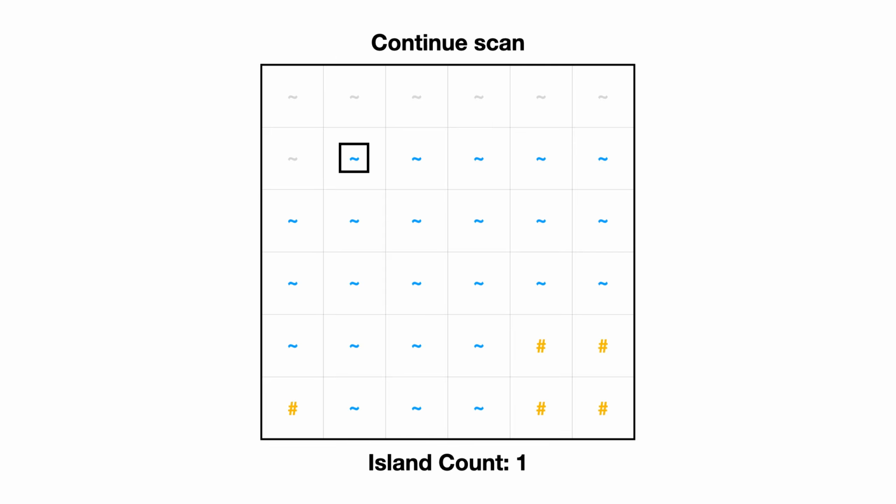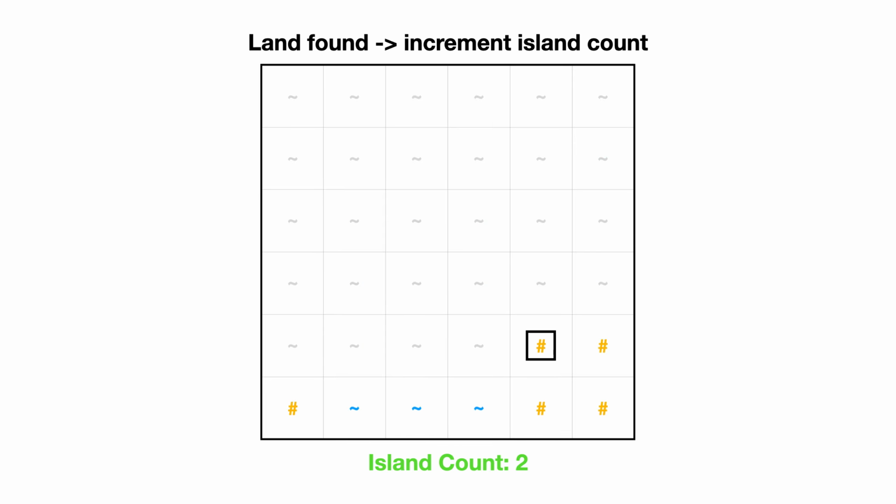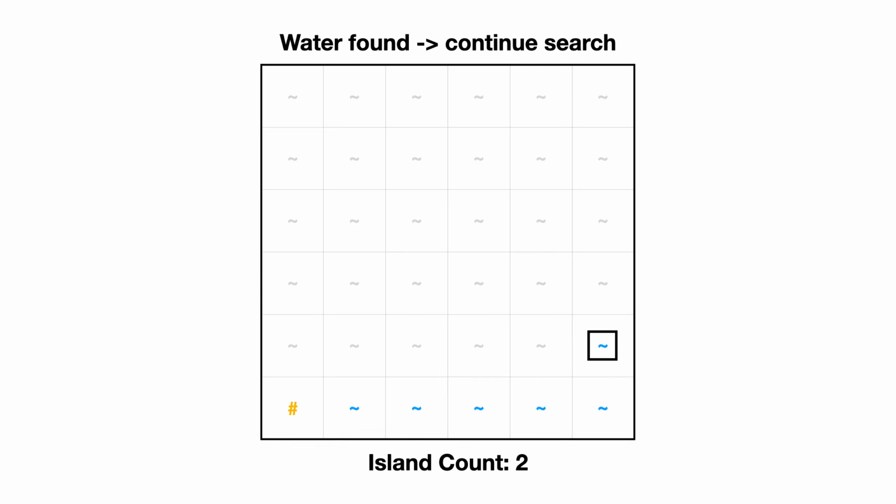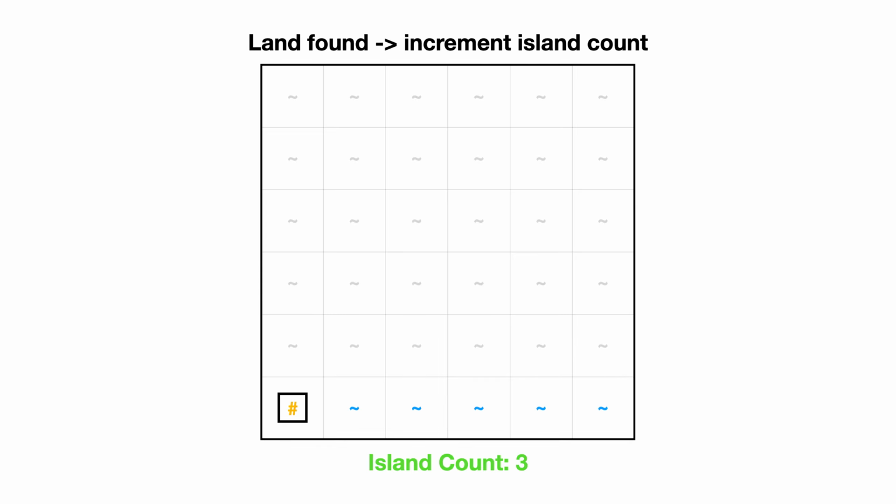Those are all now flipped to water, so we continue our scan. Let's skip ahead. And now we encounter another land piece. This means we found a new island. We increment our count, and we scan it. They're all flipped to water, and we continue our iteration. We find another piece of land, we increment our count, and then we're done. So we return 3 as our solution from this function.